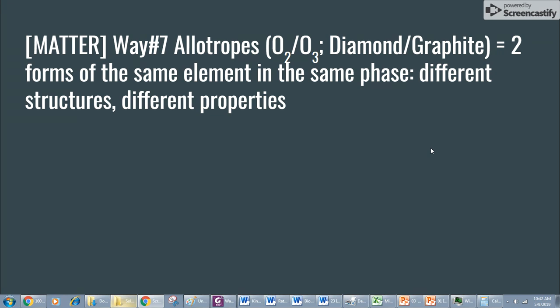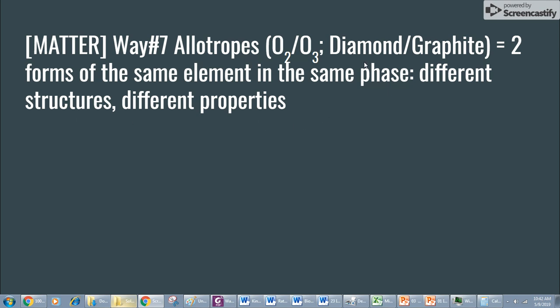So, what the Regents likes pointing out as examples include O2 and O3. Both O2 and O3 consist of the same element, oxygen, and they're both gases. O2 is oxygen gas, as you know. O3 is ozone gas. They're both oxygen. They both consist of the same element, and they're both gases in the same phase. But because of their differing structure, they're going to have different properties.